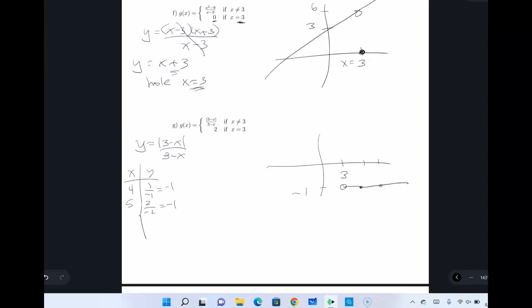And we could just double check. What happens when I plug in 0? If I plug in 0, I get 3 over 3, so that's 1. So up here, right, there is the y value of 1. And so then it says when x is 3, you fill it in at 2.